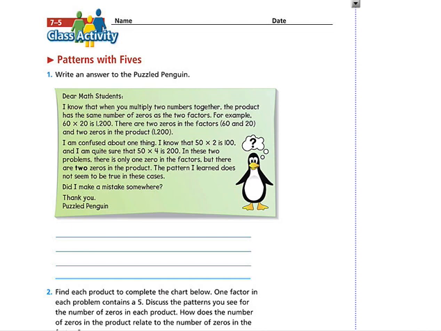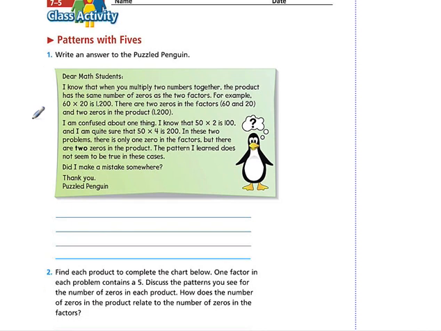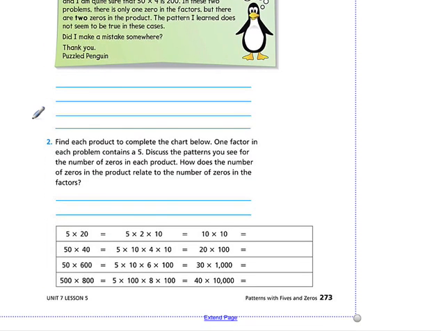And right now we're going to kind of skip over Puzzle Penguin, he doesn't always get things. So let's take a look down here. Now here we are multiplying fives with fives. It says find each product and complete the chart below. One factor in each problem contains a 5. Discuss the patterns you see for the number of zeros in each product. How does the number of zeros in the product relate to the number of zeros in the factors?